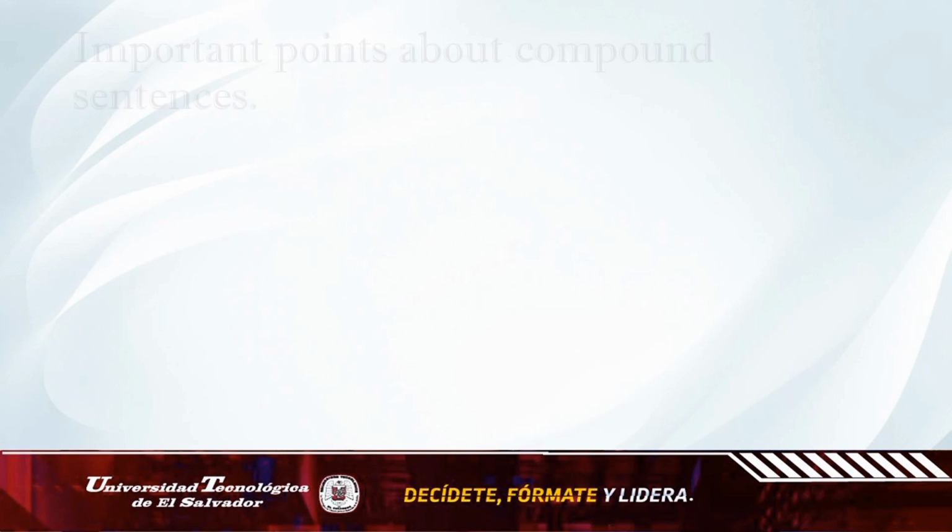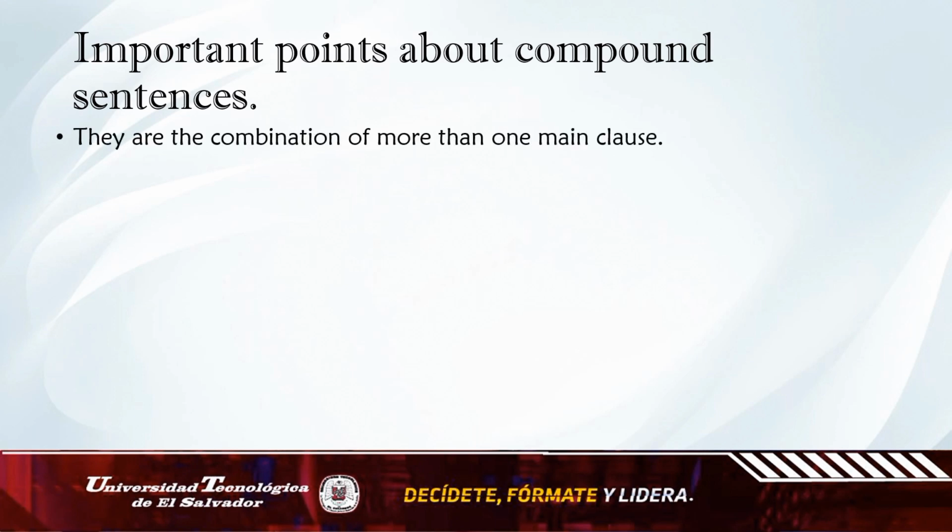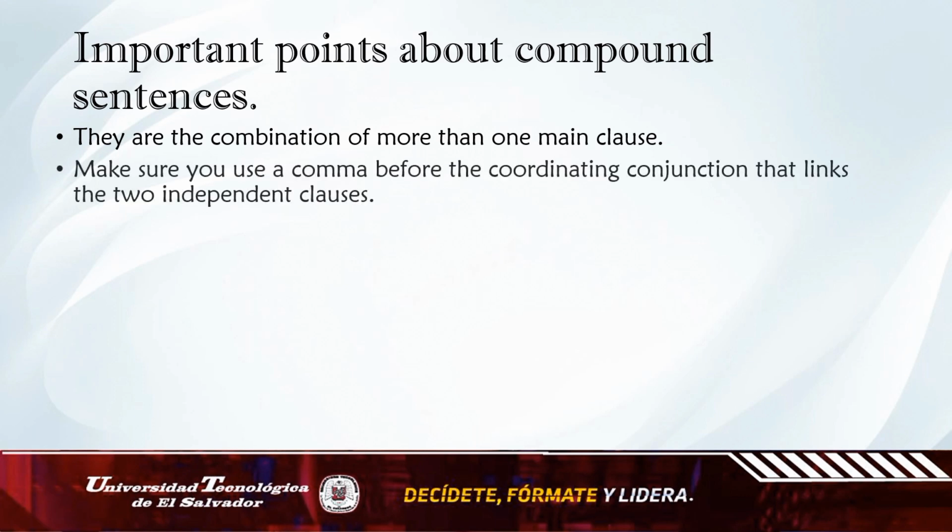Here are some things to keep in mind when creating compound sentences. When forming a compound sentence, you have to use coordinating conjunctions to link the independent clauses and be conscious of the punctuation. Remember that compound sentences are a combination of more than one main clause. A main clause or an independent clause is a clause that can stand by itself and pass off as a complete and meaningful sentence. Make sure you use a comma before the coordinating conjunction that links the two independent clauses.